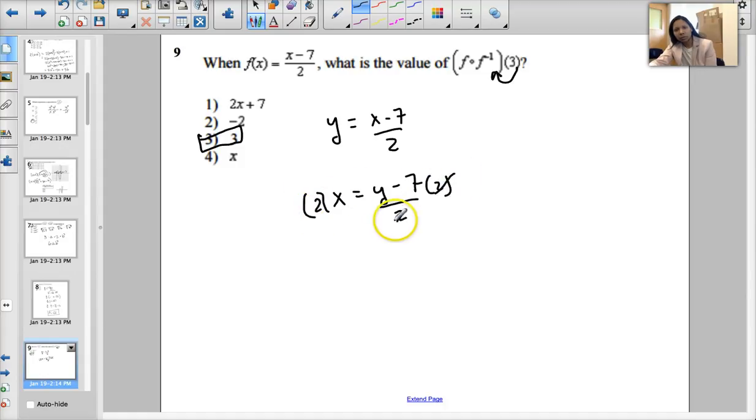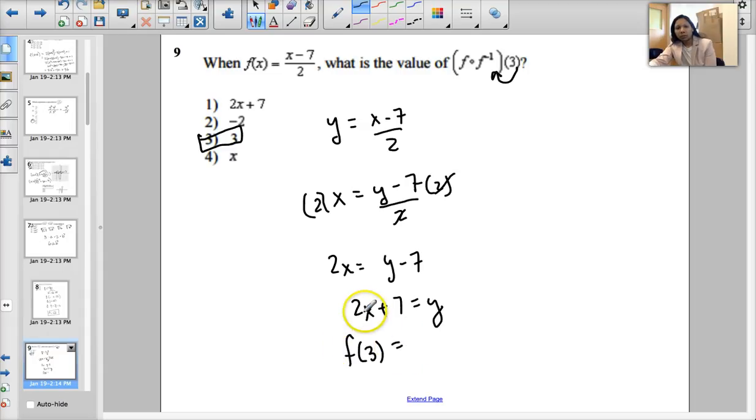That's going to allow us to cancel these out. And so we get 2x is equal to y minus 7, and we add 7 to both sides, so we get 2x plus 7 is equal to y. So there's the inverse. So what we're going to do is take the 3, and we're doing f of 3. Wherever we're seeing an x, we're plugging in the 3. So we have 2 times 3 plus 7, and that gives us 6 plus 7, which is equal to 13.